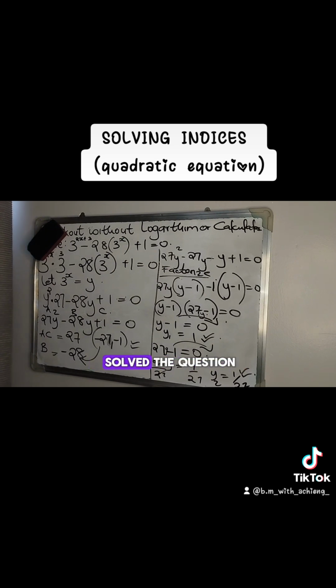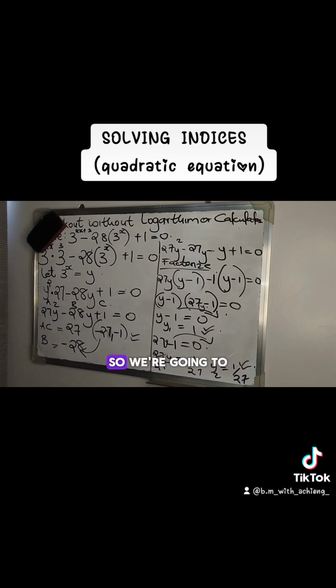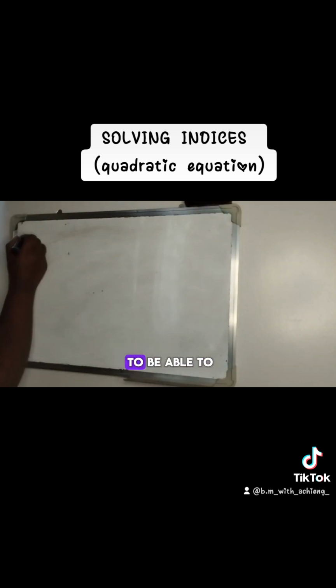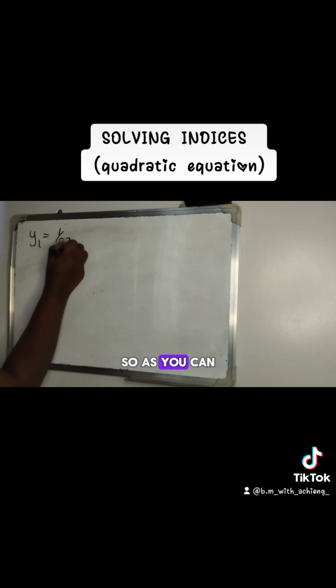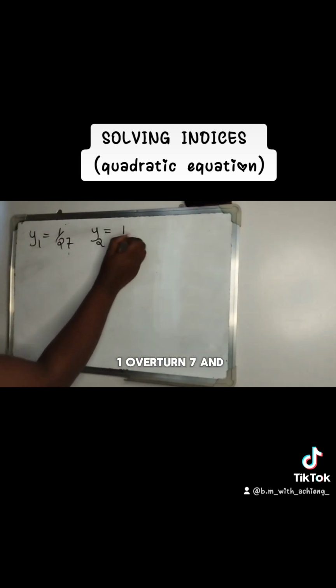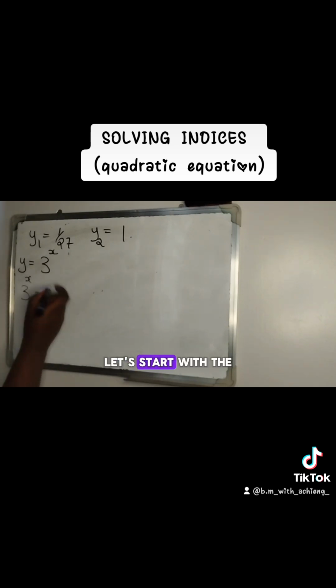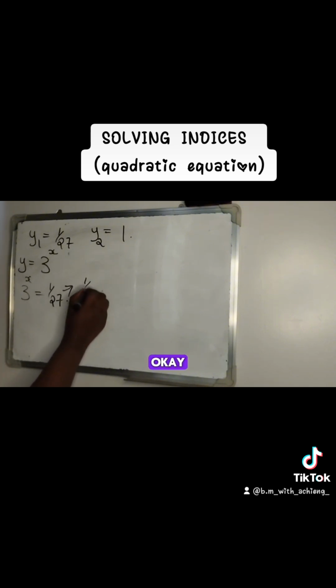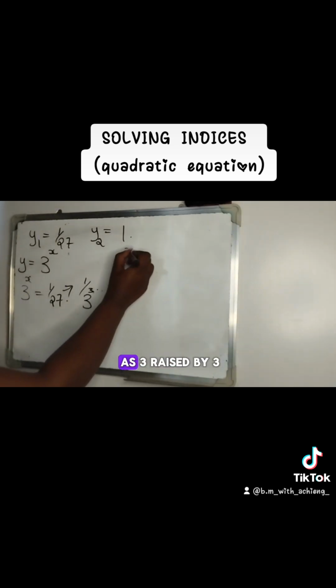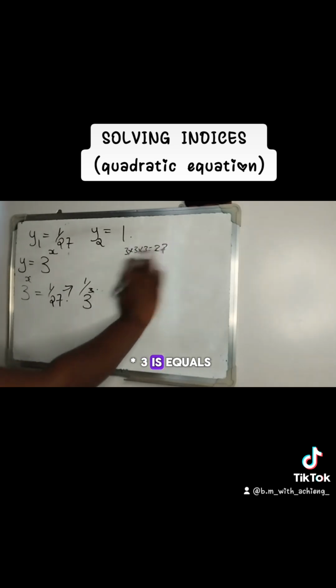But remember, we've not solved the equation because y was representing 3 raised to power x. Okay, so we are going to substitute the two values of y, equating them to 3 raised to power x to be able to find the value of x. So as you can see, I'm showing on the screen, we have y1 as 1 over 27 and y2 as 1. And then we remember that y was equivalent to 3 raised to power x. So clearly 3 raised to power x, let's start with the first one, is equivalent to 1 over 27. Okay, and remember 27 is the same as 3 raised to power 3, because 3 times 3 times 3 is equals to 27.